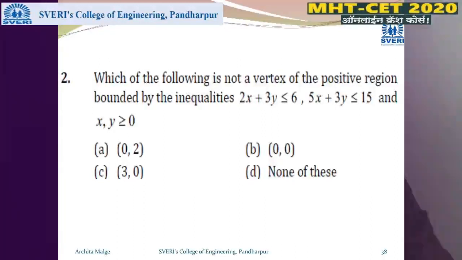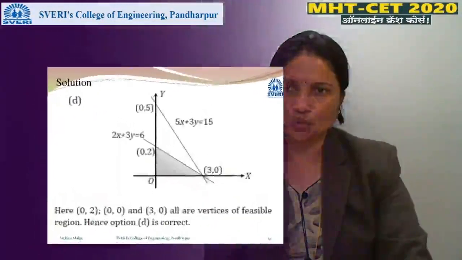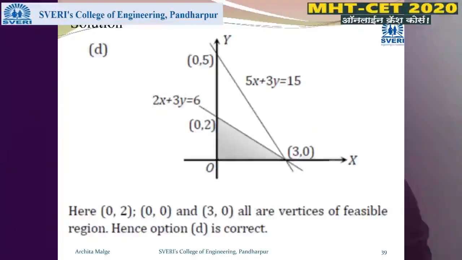First of all, we take the corner points, the intersection points, the points of intersection. So by using these two equations, look at this.